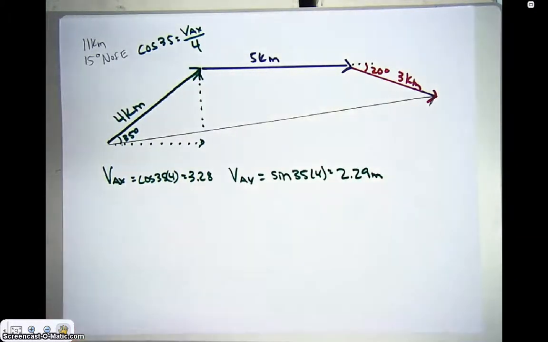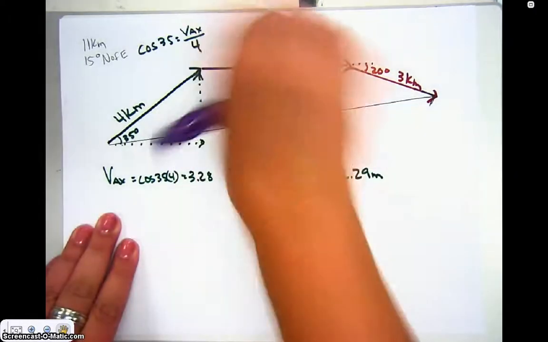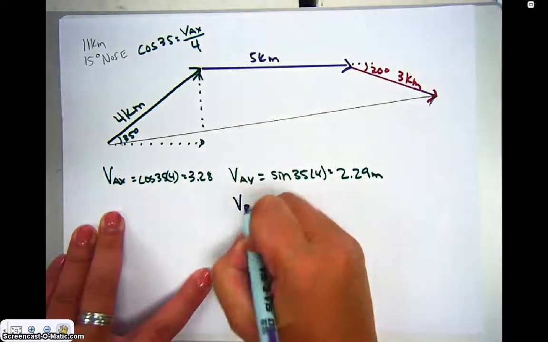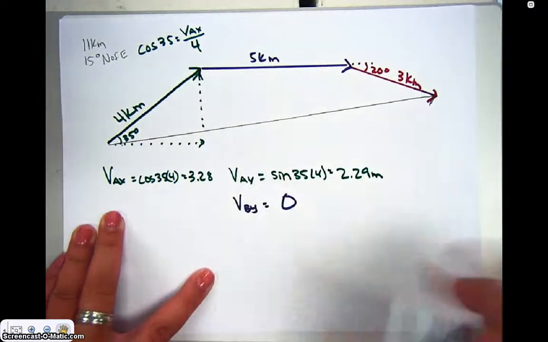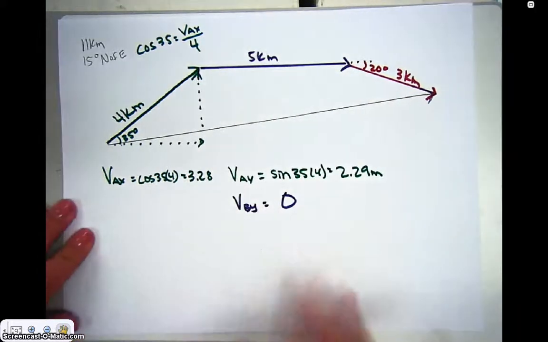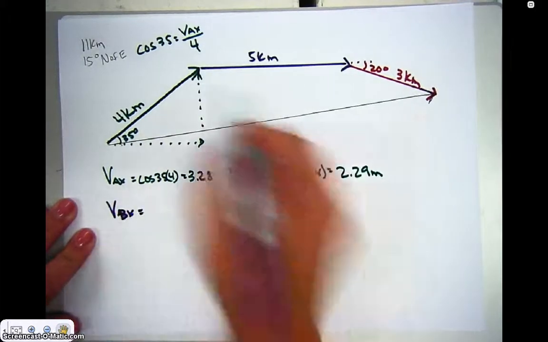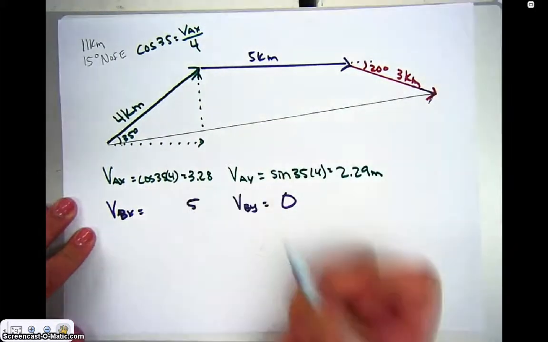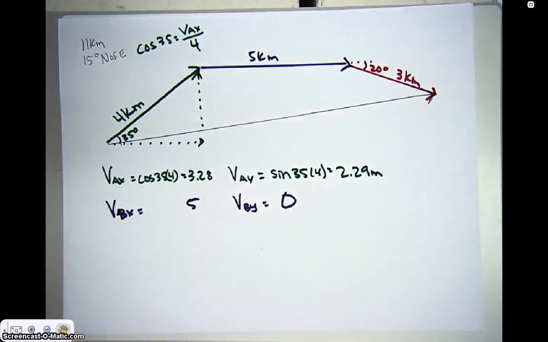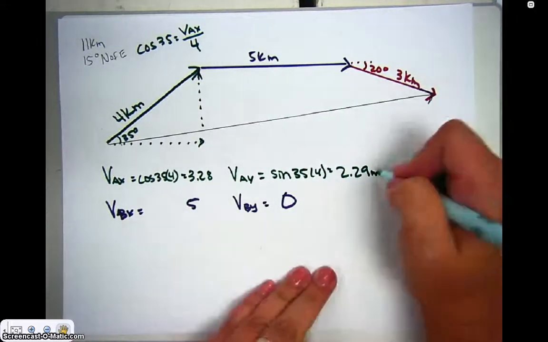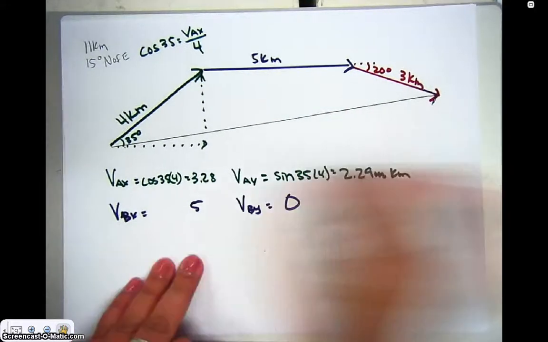Now we're going to do the components of our next vector. And this one's a lot easier, right? Because it only has one component. It does not have a y component, so we could say that vector By is 0. It doesn't go up any, it just goes over. And then our vector Bx is going to be exactly 5. Oops, I put meters there. It should be kilometers, right? Kilometers.